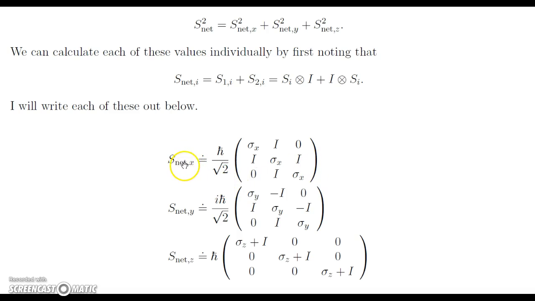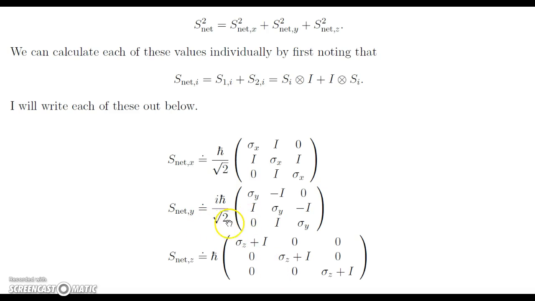For each of these, we can represent S net sub x as the following: h bar over root 2 times the matrix sigma x, identity, 0; identity, sigma x, identity; 0, identity, sigma x. Like I said, I is the identity matrix, 0 is the zero matrix, and sigma x is the corresponding Pauli spin matrix for the spin 1 particle in the x direction.